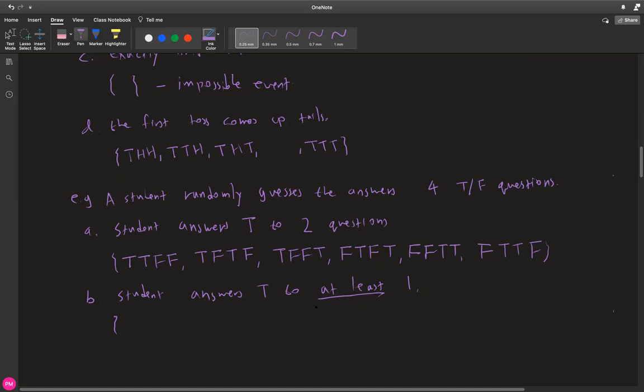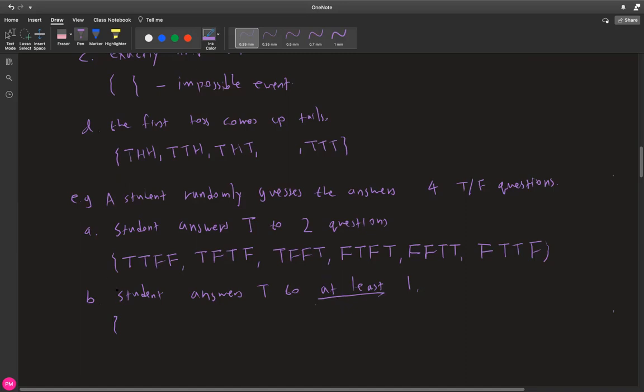So instead of trying to write down every single one by one, it may be easier if you just exclude the complement. The complement in this case would be when the student doesn't choose true at all. And we can simply exclude that from the entire space, and that's simply the answer.